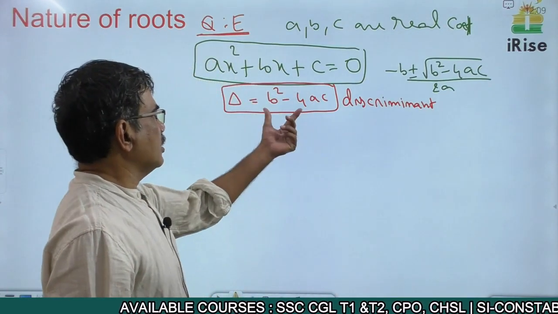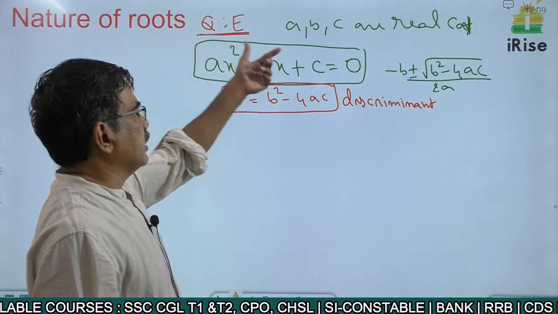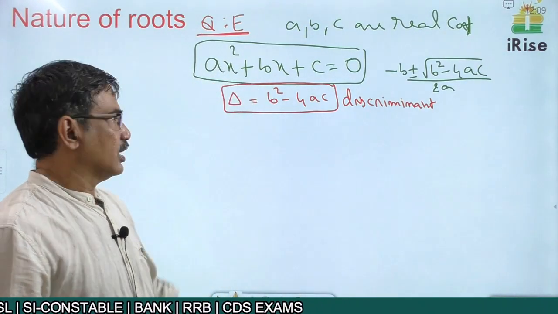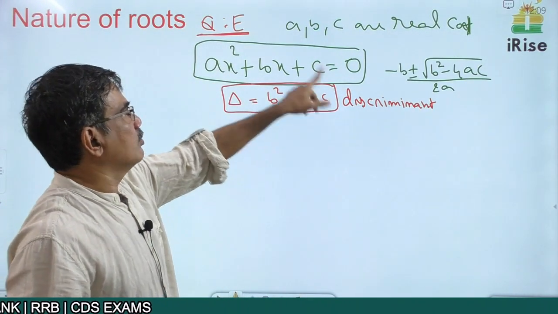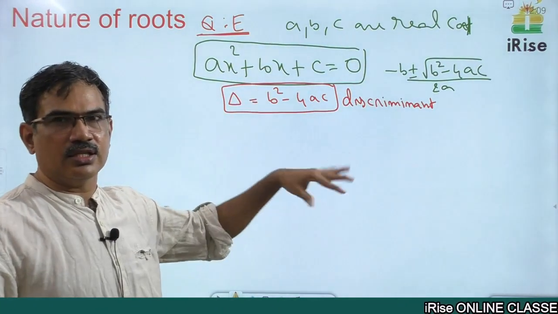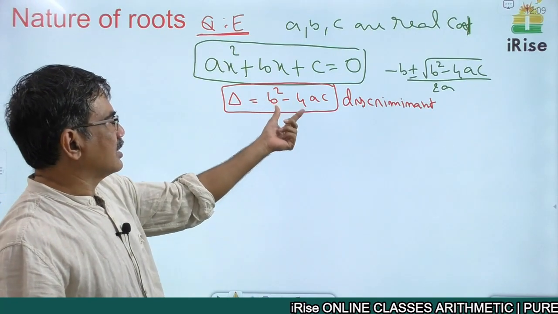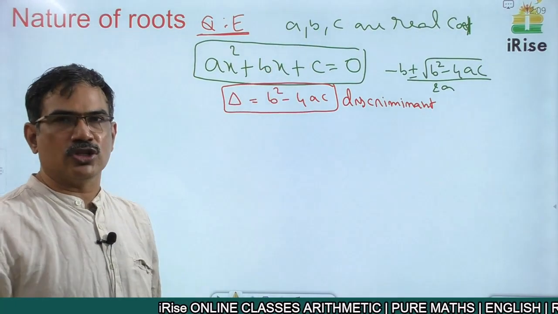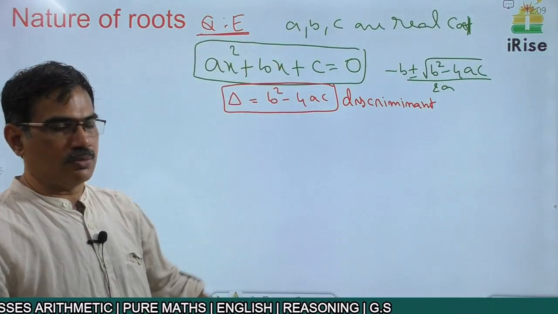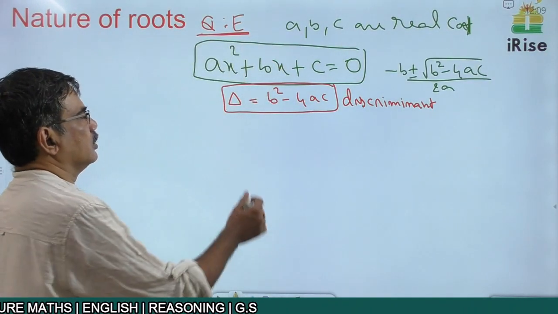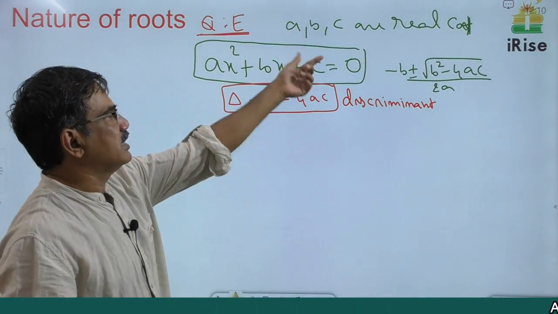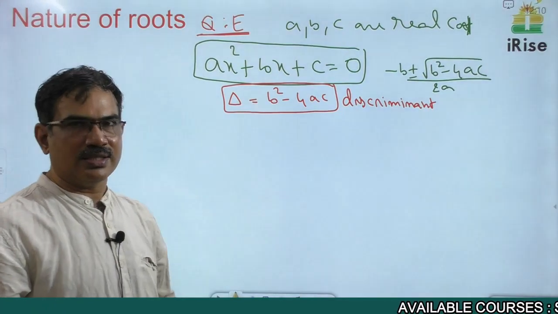So based on the discriminant of a quadratic equation, we decide the nature of the roots. Actually, the discriminant itself depends on the coefficients. So we say that the nature of the roots depends on the discriminant and also the coefficients of the quadratic equation. Here, if a, b, c are real, b square minus 4ac is also a real number.